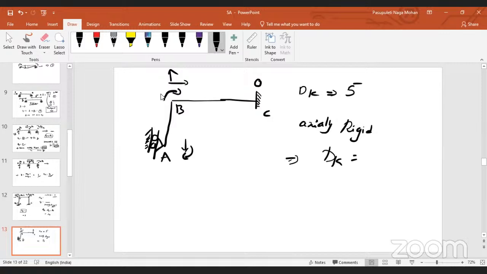Now tell me, if they are axially rigid, what is the kinematic indeterminacy? 3, sir. Everybody will agree? What are those 3? Can you guys please explain to me?